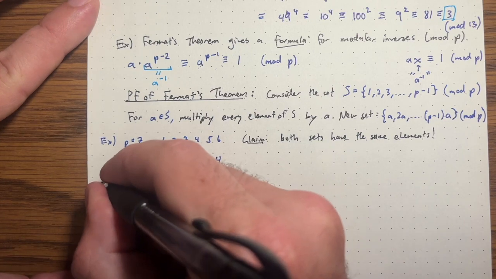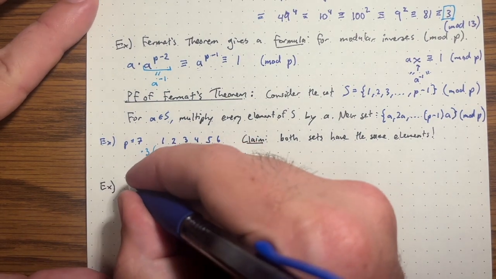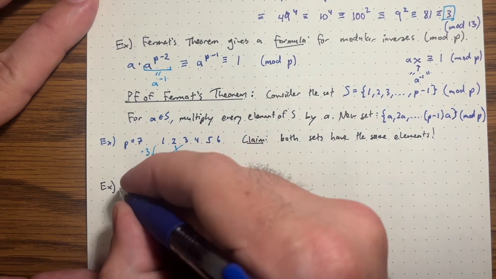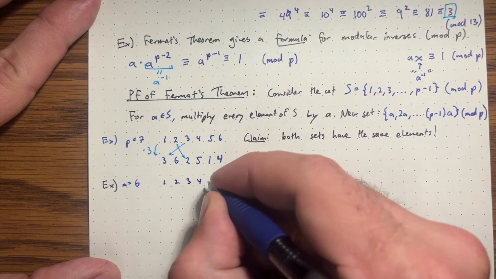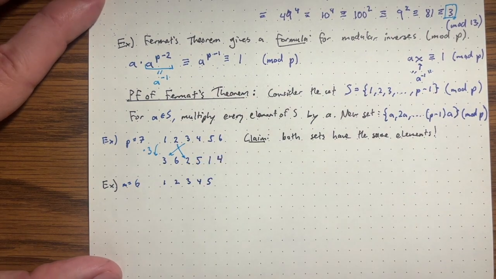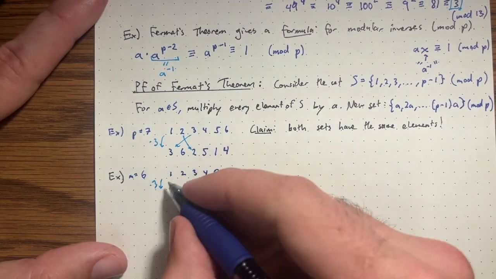However, we need to be careful because of this. What if I take something that's not a prime? So I'll take 6 to be my modulus. I'll take 1, 2, 3, 4, 5. Let's multiply by 3 again. Look what happens. 1 times 3 is 3.